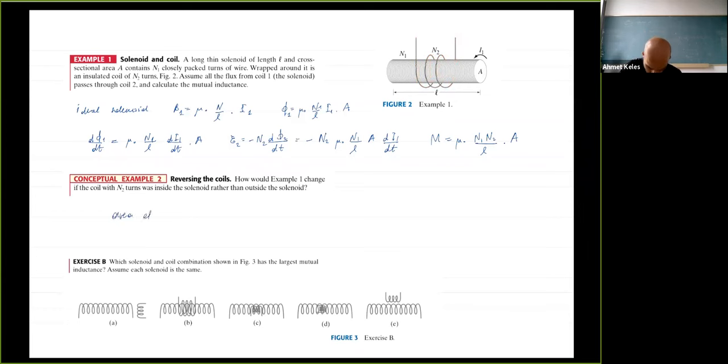A solenoid inductance. Determine a formula for the self-inductance L of a tightly wrapped and long solenoid containing n turns of wire in its length of L and whose cross-sectional area is A. And B, calculate the value of L for the given n, L, and A. Okay.